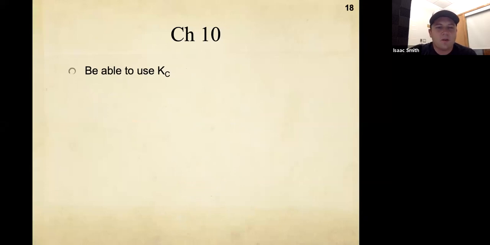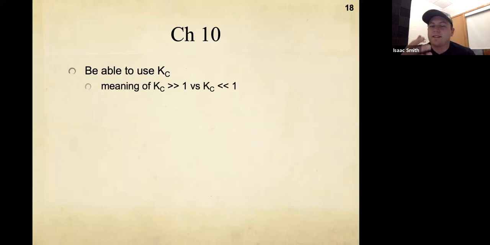Okay, so be able to use Kc, know the meaning. So if Kc is about 1, that means the amount of products and reactants are about equal. If Kc is large, that means there's more products. If Kc is small, that means the equilibrium favors the reactant side.